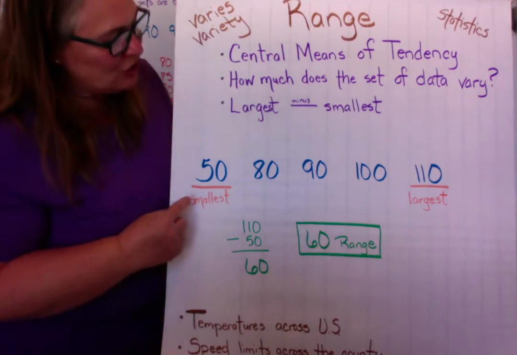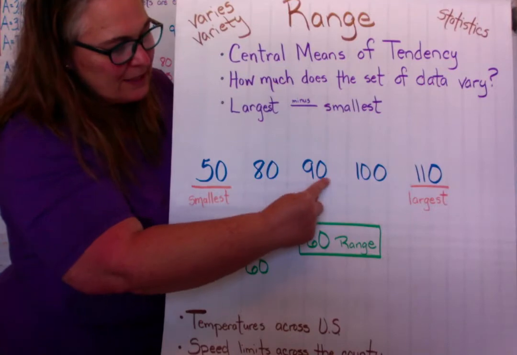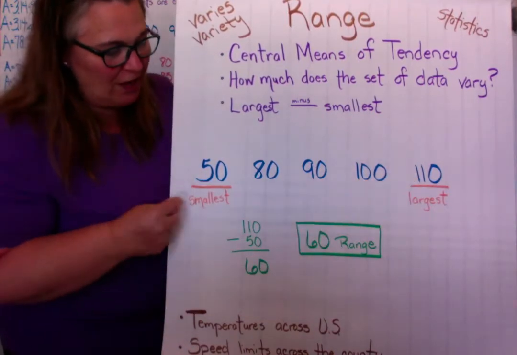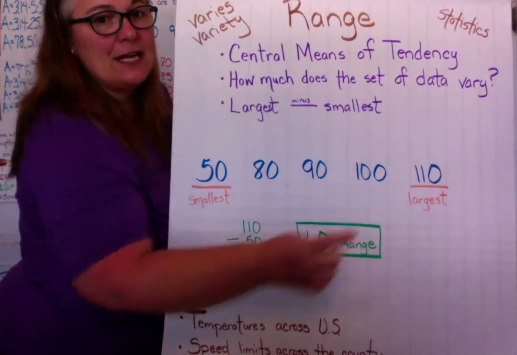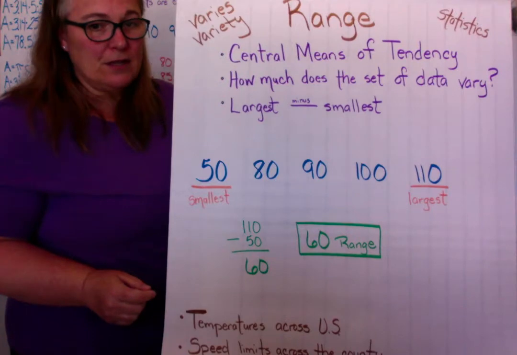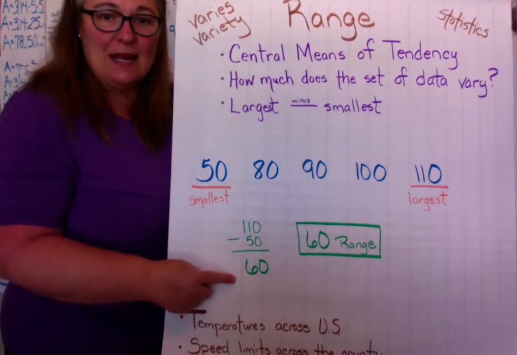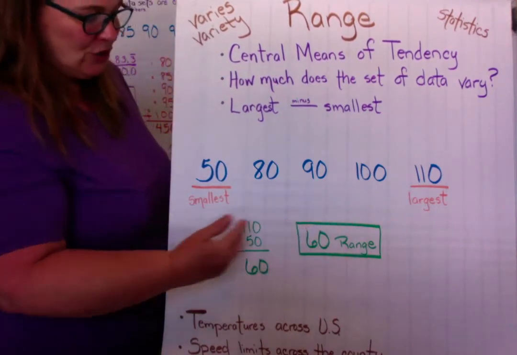Remember, your data set is just numbers. So here's my 50, my 80, my 90, a 100, and a 110. Well, 50 obviously is my smallest, and 110 is my largest. So now I'm going to go 110 minus my 50, and I'm going to get 60. So 60 is my range.